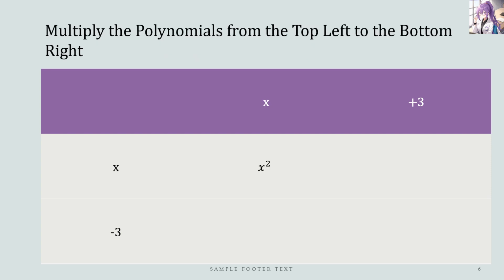When we use the box method, we're going to proceed from the top left to the bottom right. It really doesn't matter which order you do it in so long as you do all of them. So the way I'm doing it, we're going to multiply x times x, and as you probably know, that is x squared.